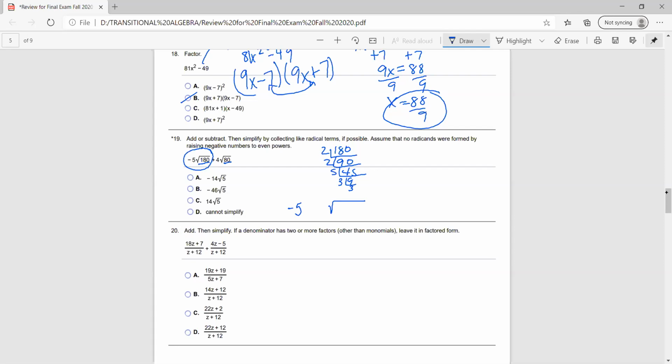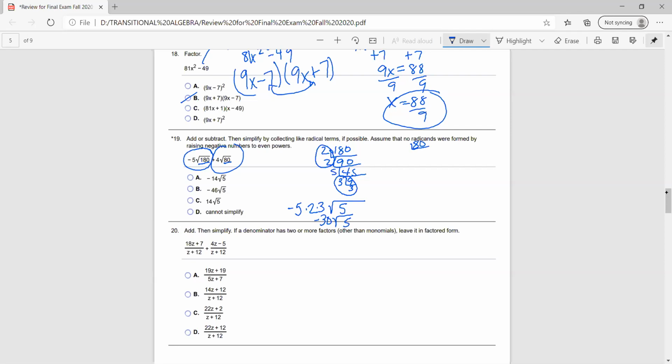Okay, so we have a pair of 2's that we can pull out. That's going to come out here with the negative 5. We have a pair of 3's that we can pull out. That's going to come out here with the negative 5. And what we have left is the 5, which would go underneath here. So negative 5 times 2 is negative 10, times 3 is negative 30 square root of 5. Okay, now I'm going to look at my 4 square root of 80.